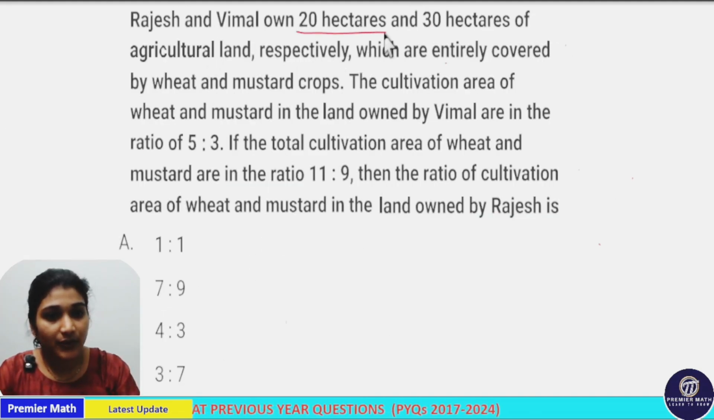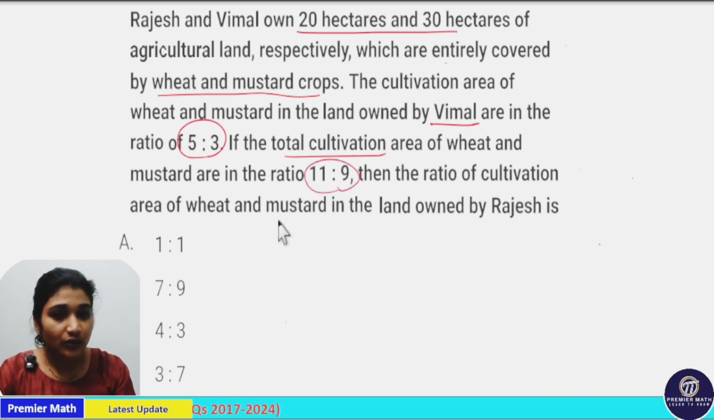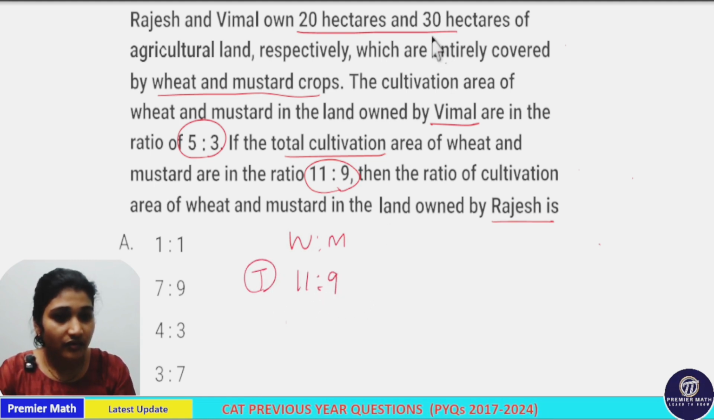Rajesh and Vimal own 20 hectares and 30 hectares of agriculture land respectively, which are entirely covered by wheat and mustard crops. The cultivation areas of wheat and mustard in the land owned by Vimal are in the ratio 5 is to 3. If the total cultivation areas of wheat and mustard are in the ratio 11 is to 9, then find the ratio of cultivation area of wheat and mustard in the land owned by Rajesh. Here, wheat and mustard total area is in the ratio 11 is to 9, and which is total 50 hectares.